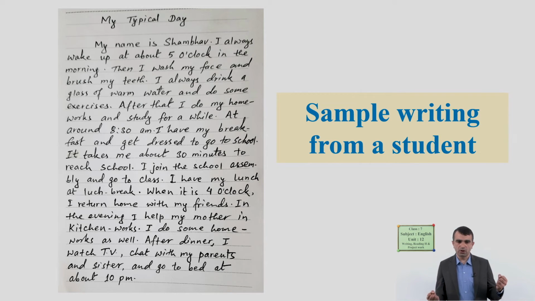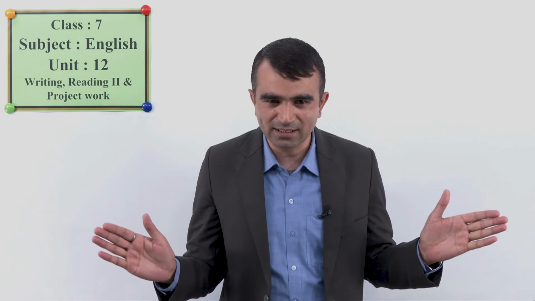When it is 4 o'clock, I return home with my friends. In the evening, I help my mother with kitchen work. I do some homework as well. After dinner, I watch TV, chat with my parents and sister, and go to bed at about 10 p.m. Okay, so it includes activities from morning to evening. Can you write a similar thing? Okay, very good, you can do it. Okay, that is simple, isn't it?